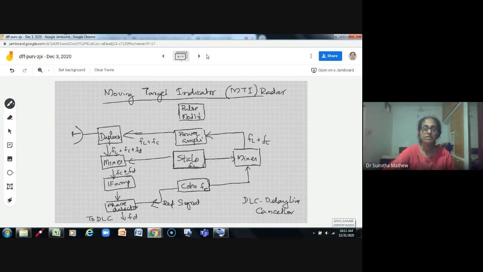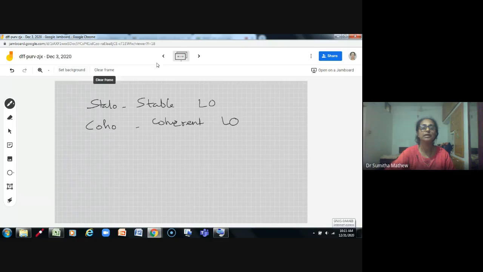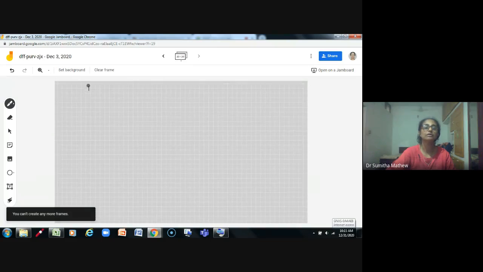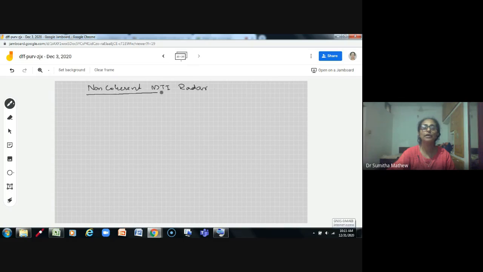And this is MTI radar, which has a coherent local oscillator source. Now, one more type of MTI radar is there. We will see that also. This is known as non-coherent. So the one which we saw just now was coherent MTI radar, or simply MTI radar. Now, non-coherent MTI radar. Very simple block diagram for that.